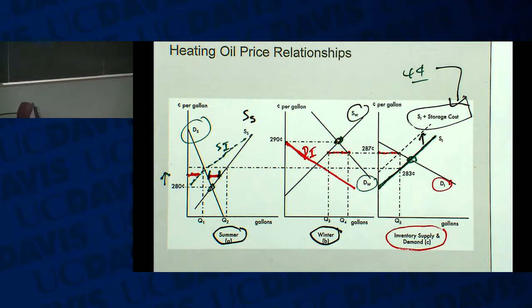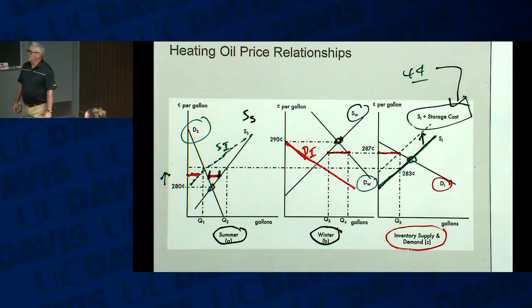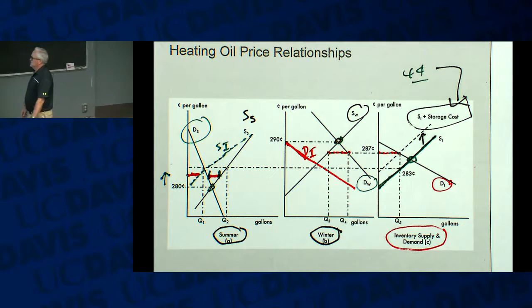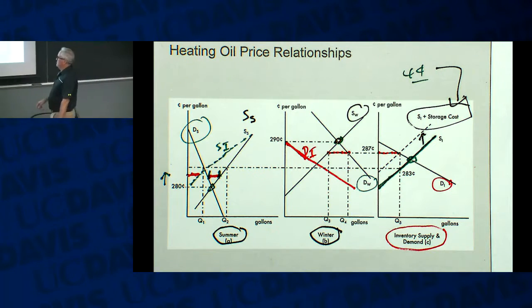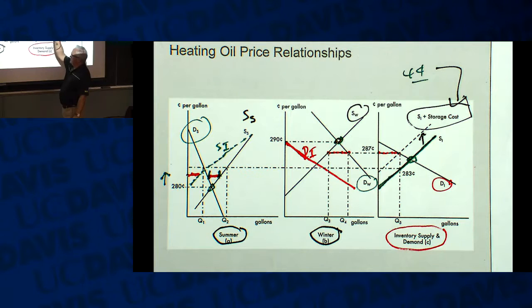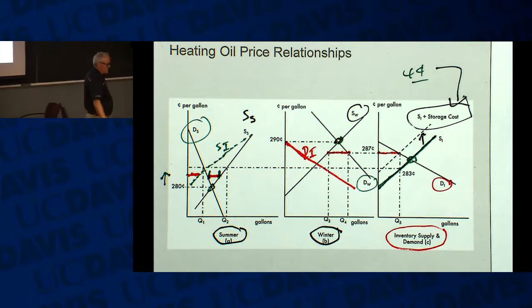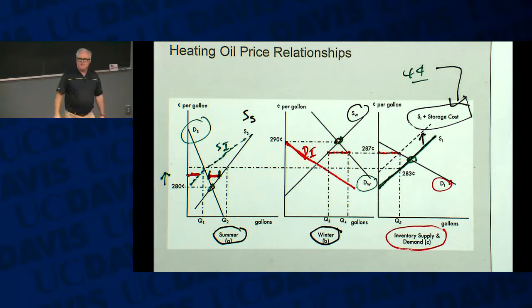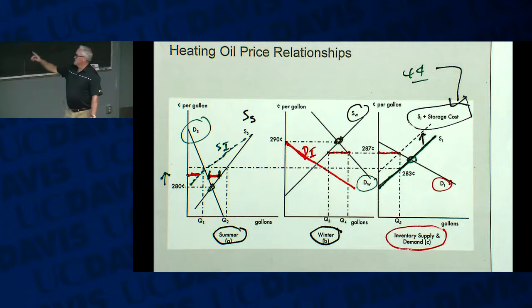So Paul bids up the price in the summer, to $2.83. At $2.83, supply is greater than demand. It's equal to this distance. He holds it till the winter, then he sells it in the winter at a higher price, $2.87. He makes his 4 cents. He's happy. At $2.87 in the winter, demand is greater than supply in that time period, right?